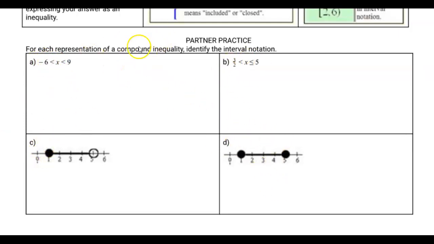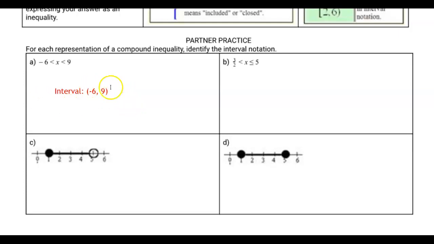Okay, so for -6 is less than x is less than 9, what does the interval notation look like? The interval looks like this. Notice that in the interval, the x is not written. The x is implied here. The interval means the x value is going to be in between -6 and 9, not including -6, not including 9.